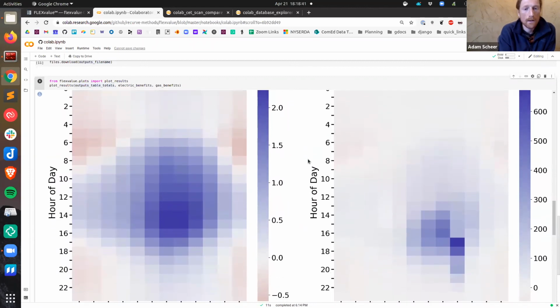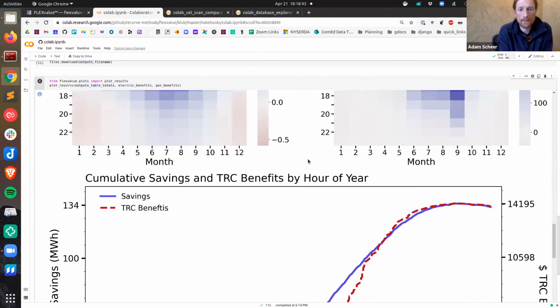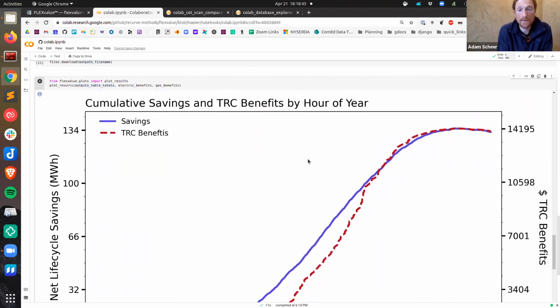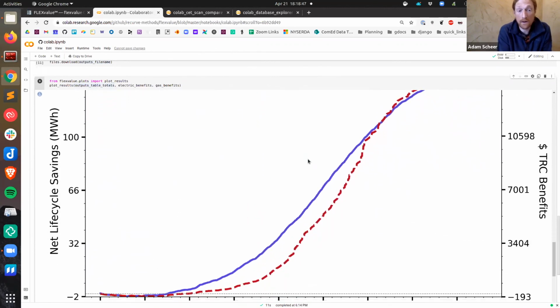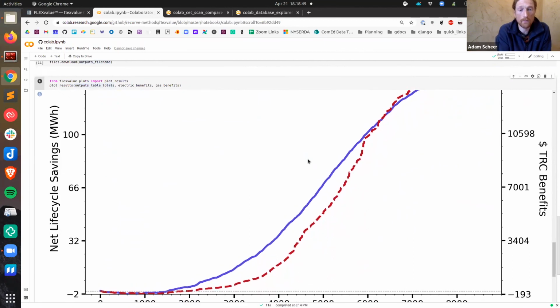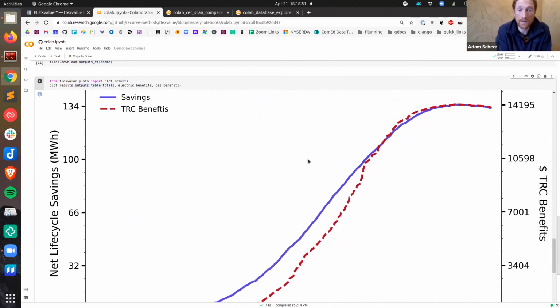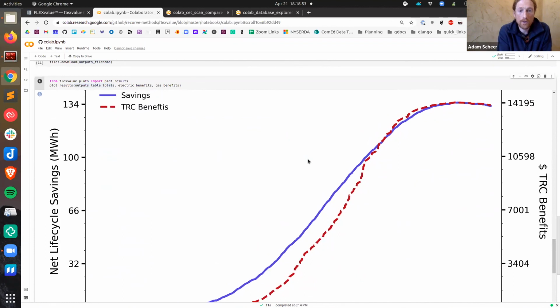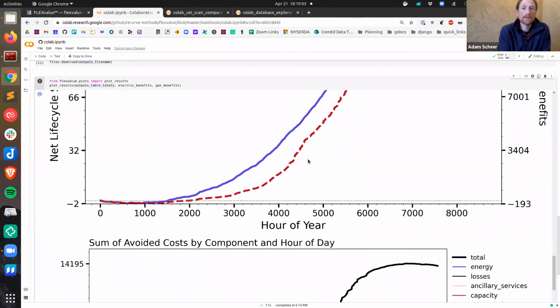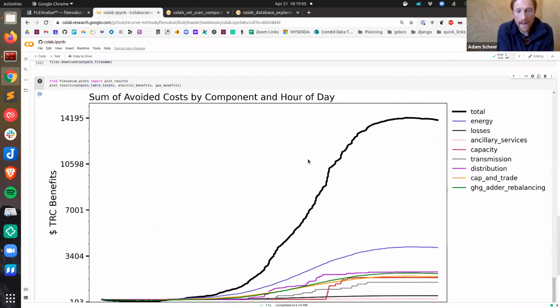And then finally, we provide some cumulative sums to see how savings and TRC benefits accrue over the full 8760 hours of the year. So you can really see that the savings have a different profile than the TRC benefits do. And then the very last graph shows you all of the components as they accrue over all 8760 hours of the year for the TRC benefits.